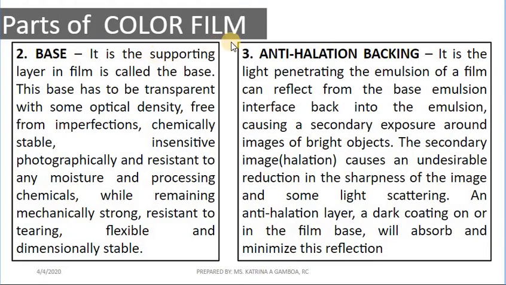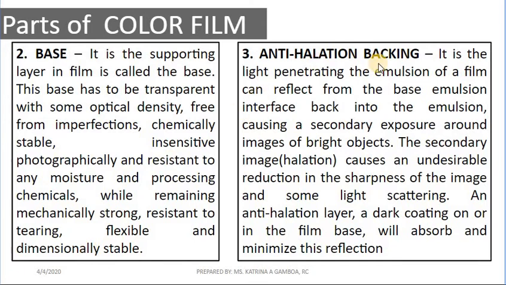So, another part of the color film, we have the base. Ano nga yung base? Ito yung pinaka-plastic. Okay. It is a supporting layer in film called the base. This base has to be transparent, okay, with some optical density, free from imperfections, chemically stable, photographically insensitive, and resistant to any moisture and processing chemicals, while remaining mechanically strong, resistant to tearing, flexible, and dimensionally stable.